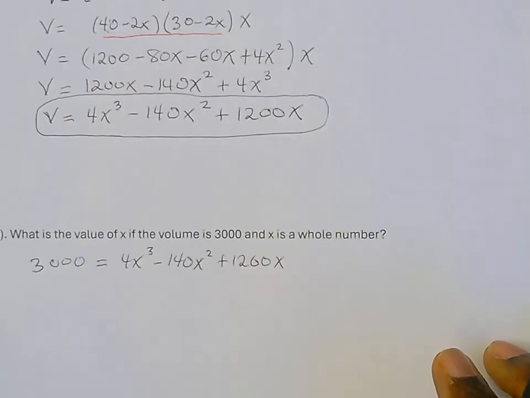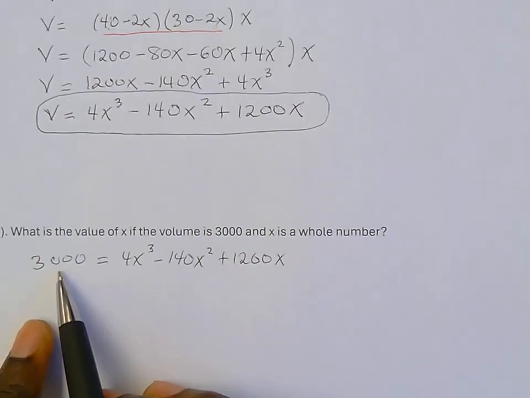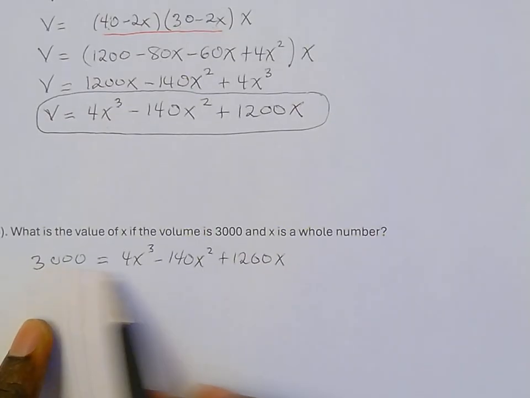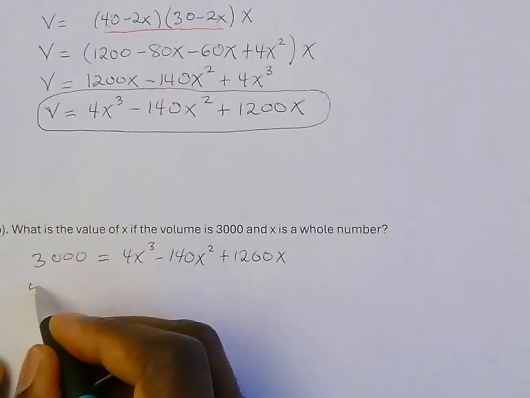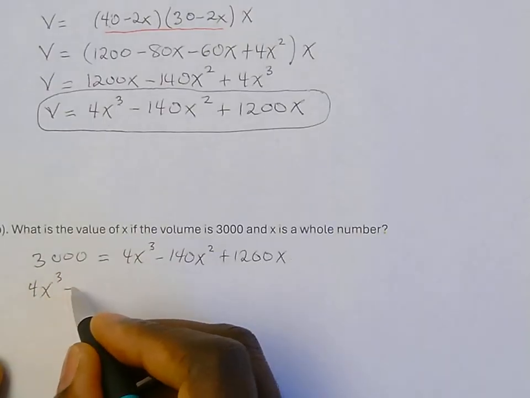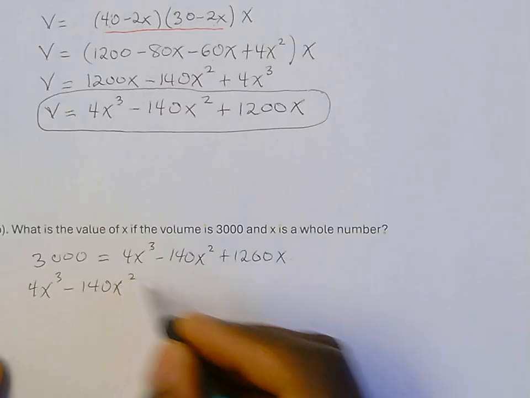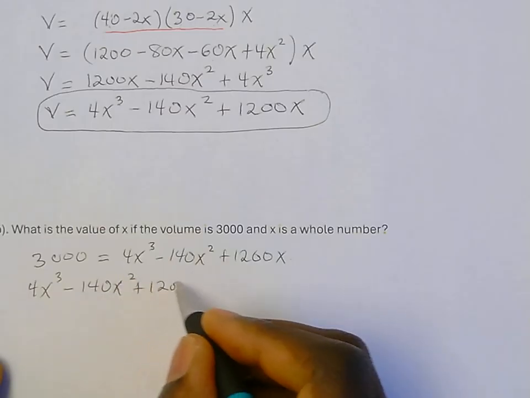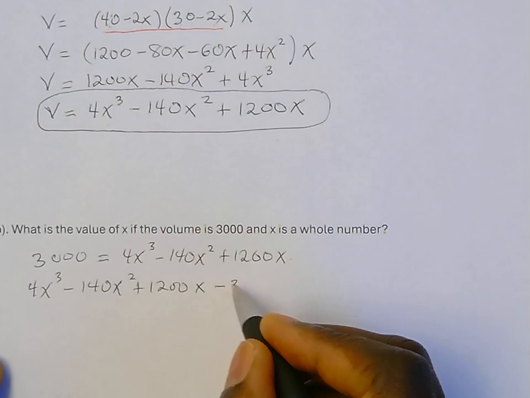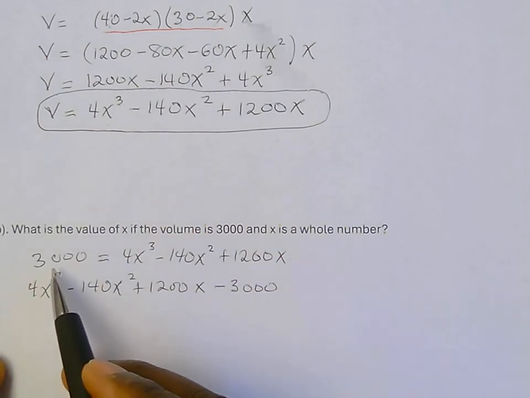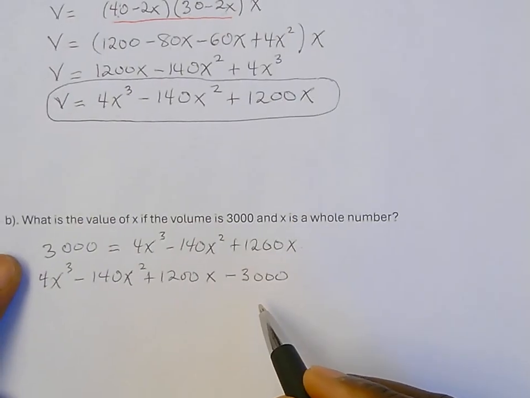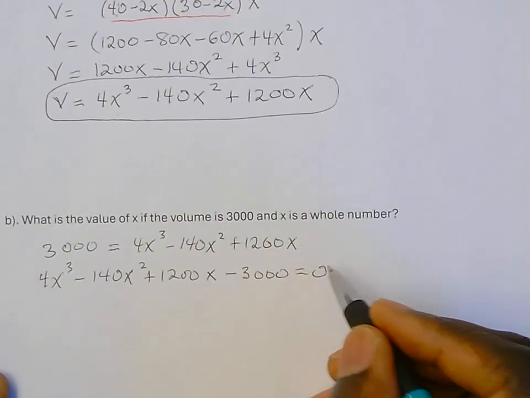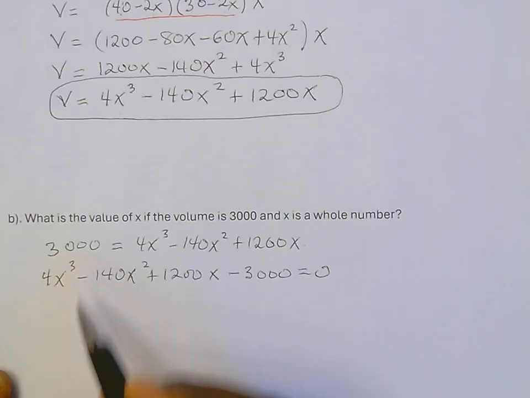Now to solve for x, I'm going to move the 3000 to the right hand side, just to make this side 0. So to make one side of the equation 0, I will end up with 4x cubed minus 140x squared plus 1200x minus 3000. Remember, this was positive on the left hand side, so when I move it over, it becomes a negative. Therefore it is equal to 0.